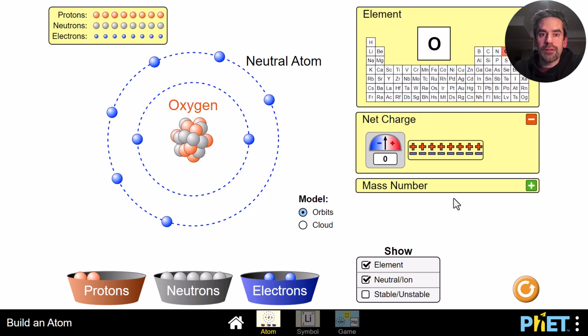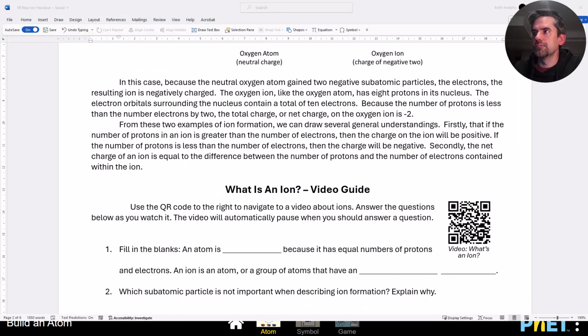Here is an oxygen atom, and so they have the same number of electrons and protons, so their charges balance out to a net charge of 0. But if we add 2 electrons, then we see that there are 2 extra negative things than there are positive things, and so the net charge now becomes -2. From these two examples of ion formation, we can draw several general understandings.